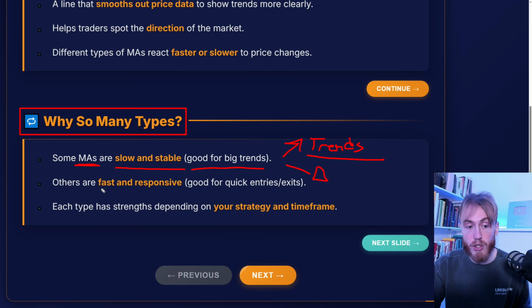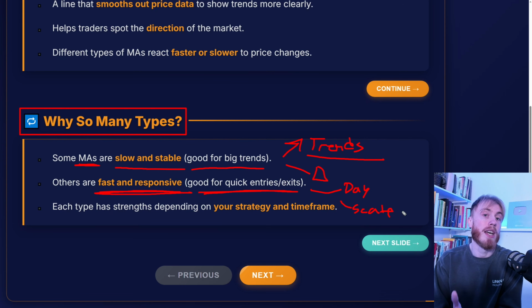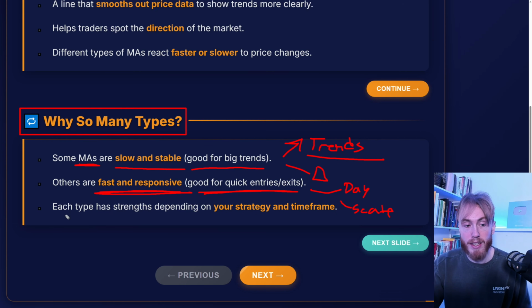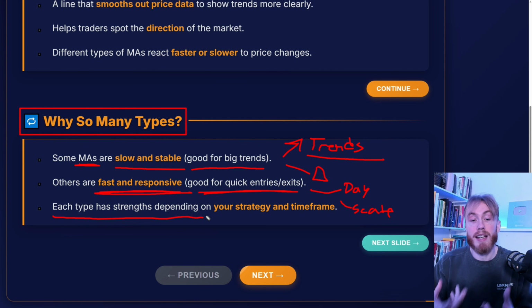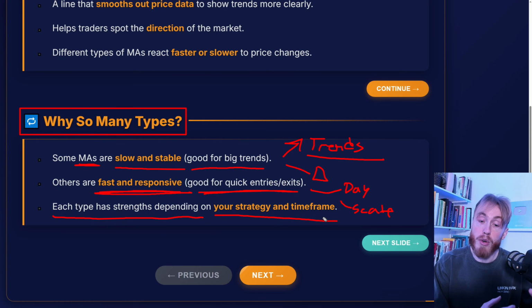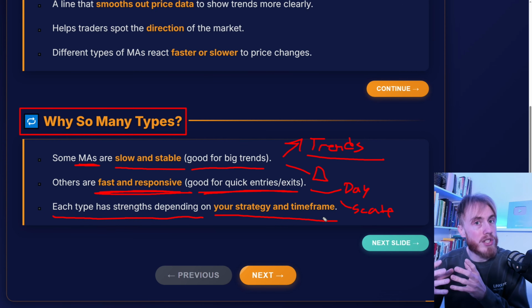So some moving averages are slow and stable, while others are fast and responsive. And this is in general better for, as I said, quick in and out. Maybe you are either day trading, or you might even be scalping, right? Then you might want to use a shorter term moving average. And I do have some very interesting moving averages we will talk about in this video. But here, each type has different strengths and weaknesses. And it will depend on things like your own strategy as well as your time frame.